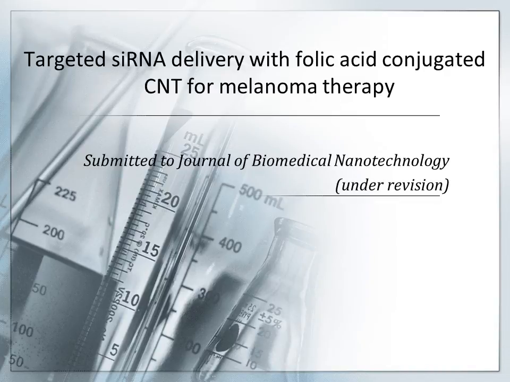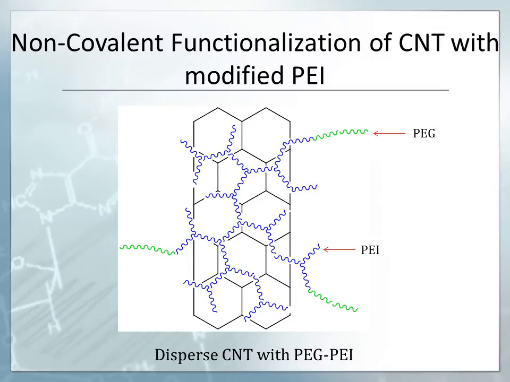So this one is my last project. Because of the results from the previous project, we modified the polymer for targeted siRNA delivery. Previously, we used succinic anhydride modified PEI, and then we further modified the polymer with PEG and folic acid.